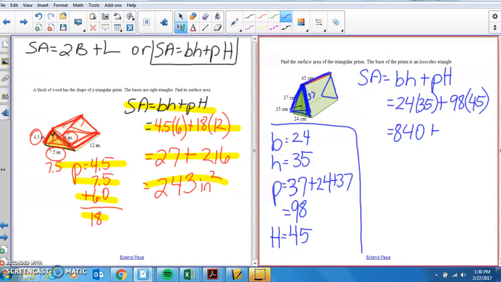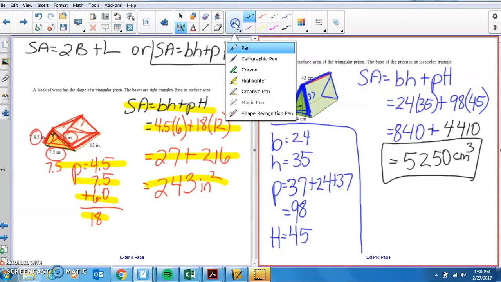On my board, I'm going to turn it off again. Hold on a sec. 98 times 45, you get 4,410. You're going to add those together now, and you get a total surface area of 5,250 centimeters squared.